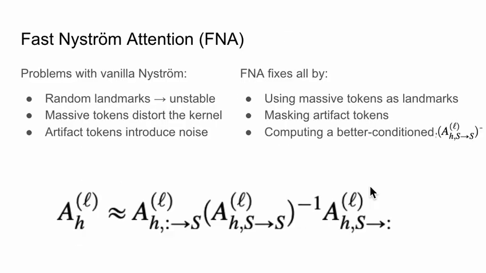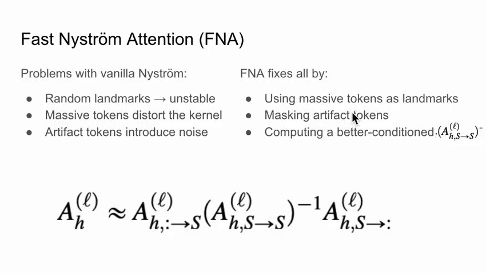In the old Nystrom, which we call vanilla Nystrom, the approximation works only if the chosen landmarks capture the dominant directions of the attention matrix. Random landmarks fail because they miss the actual spectral directions. Massive tokens, however, are the top directions. They correspond to the largest singular values of QK transpose.